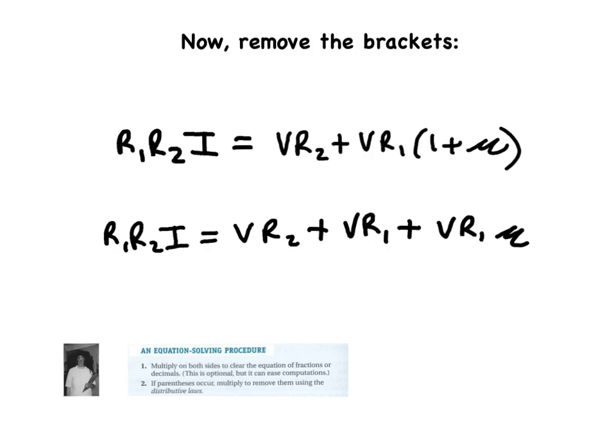Step 2, if parentheses occur, use the distributive law. So we do have a bracket in our equation, so we'll take VR1 and multiply it through the bracket. It's going to leave us with two new terms, VR1 and VR1 mu.